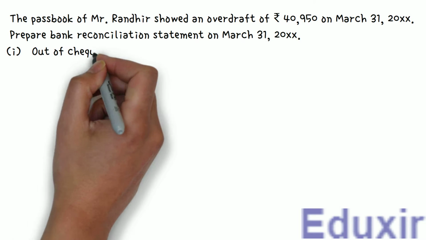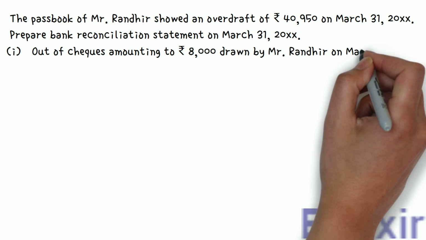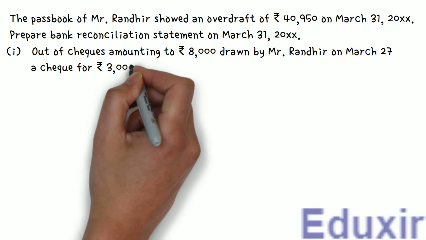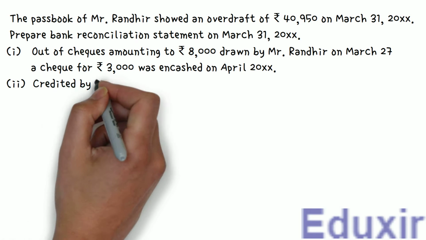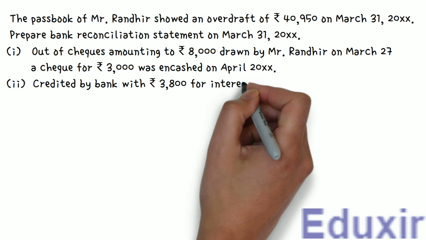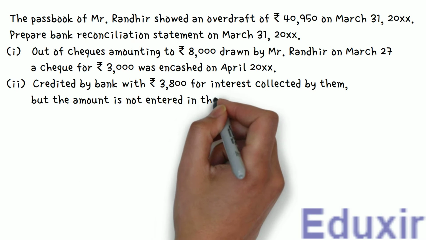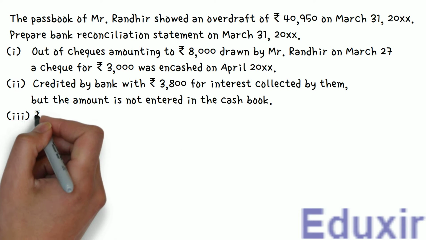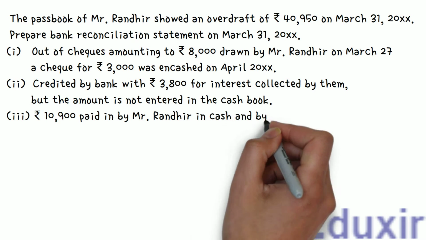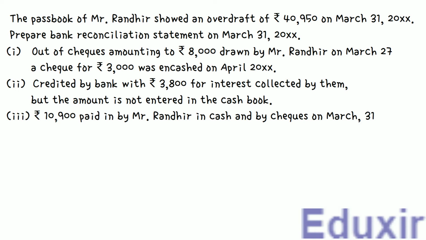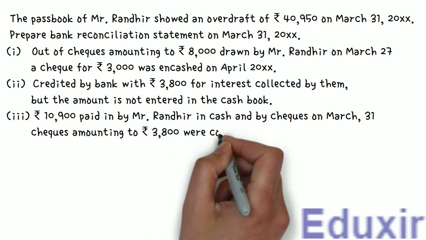1. Out of checks amounting to 8,000 rupees drawn by Mr. Randhir on March 27, a check for 3,000 rupees was encashed on April 2000 plus. 2. Credited by bank with 3,800 rupees for interest collected by them, but the amount is not entered in the cash book. 3. 10,900 rupees paid in by Mr. Randhir in cash and by checks on March 31st. Checks amounting to 3,800 rupees were collected on April 7th.